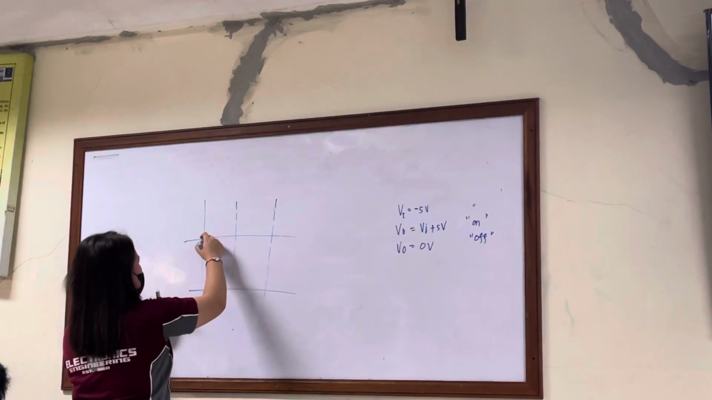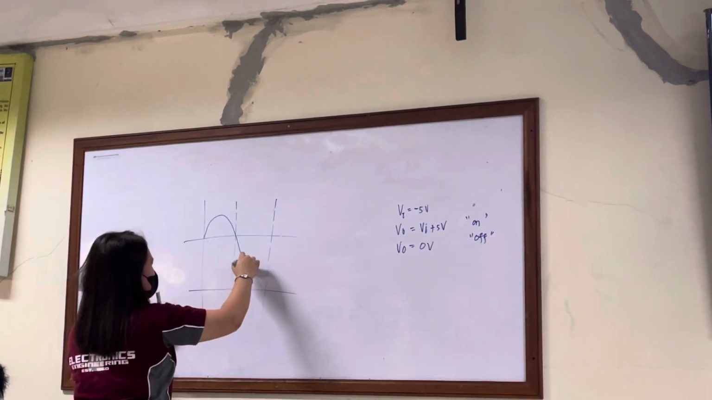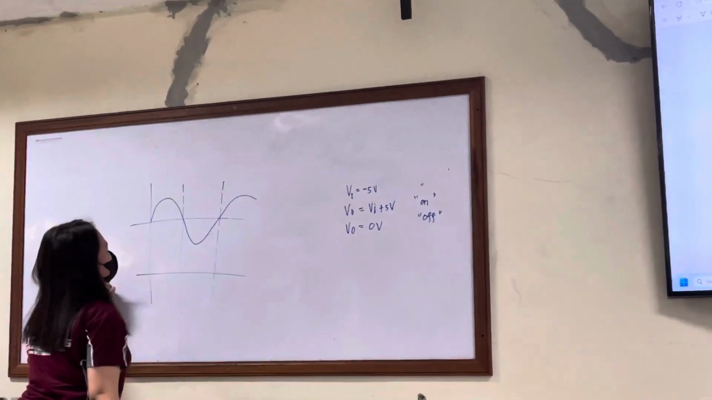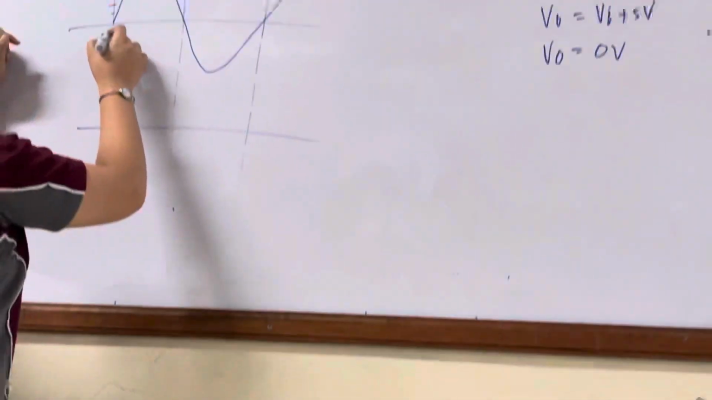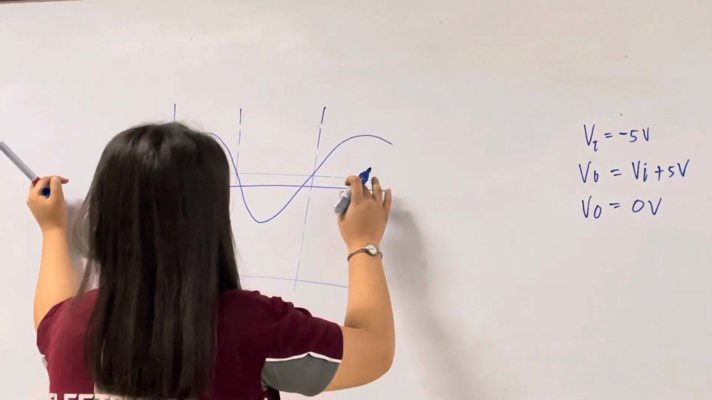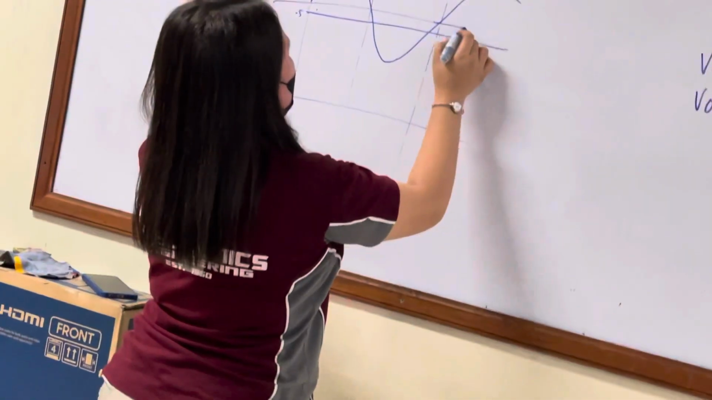Okay. So now, positive half cycle, negative half cycle. So we have supposed to be 20. But we have a DC transition voltage of how much? Negative 5. Let me put that here. Negative 5. So this is negative 5. Okay, since it is negative 5, class.